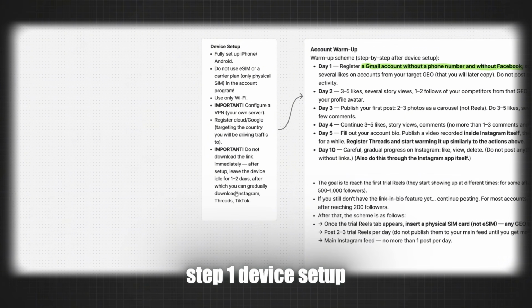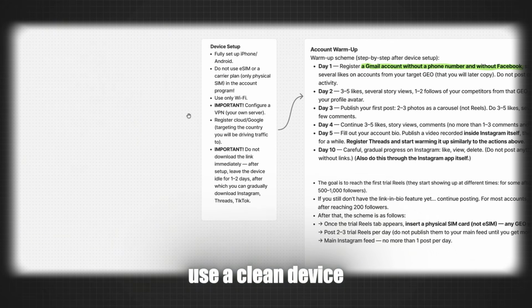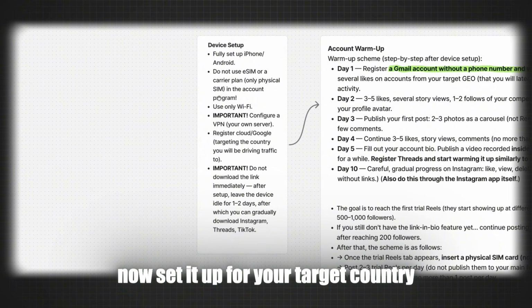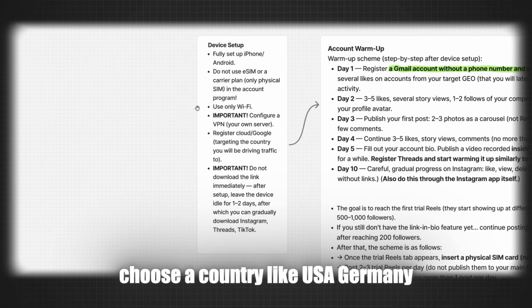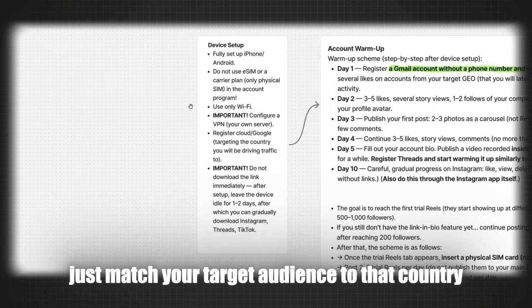Step 1. Device setup. You'll need an iPhone or Android. Use a clean device, either new or fully reset your old one. Now set it up for your target country. Create an iCloud account for iPhone, or a Google account for Android. Choose a country like USA, Germany, or Italy. It doesn't matter. Just match your target audience to that country.